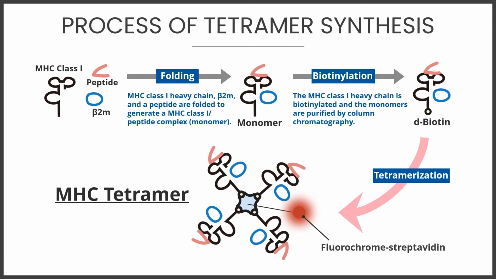This is how we synthesize MHC tetramers. First, we mix MHC peptide and beta-2M to make a monomer of the MHC peptide complex. Next, the MHC is biotinylated and purified by HPLC. Finally, the biotinylated monomer is tetramerized with fluorochrome-labeled streptavidin to form the MHC tetramer.